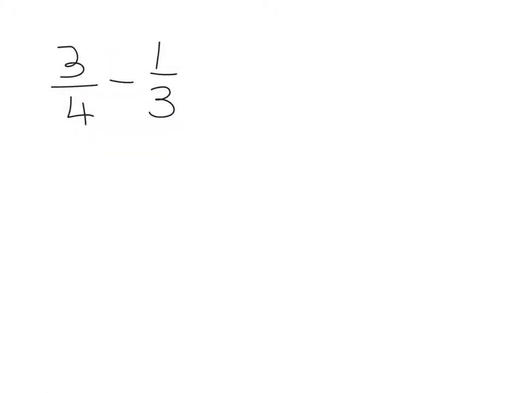It's the same for taking away. Bottom numbers are different, we need to get them the same, so we're going to multiply them together, that's our smile. So 4 times 3 is 12, that's my new bottom number. Now the kiss, we're going to multiply across each way. So we've got 3 times 3, which is 9, and then we're going to do 4 times 1.